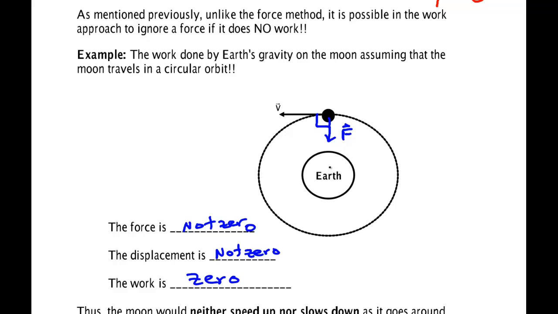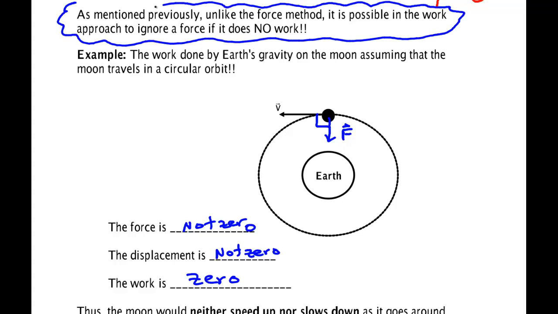So the gravitational force of the Earth on the moon neither speeds up nor slows down the moon. But the velocity vector is changing. The moon certainly is accelerating. If I use forces, I have to account for that. But if I work from the work approach, I can just ignore the gravity altogether. Remember, the key thing is that unlike the force method, it's possible in the work approach to ignore forces if they do no work. All right, we'll see some more advanced stuff in the next video.